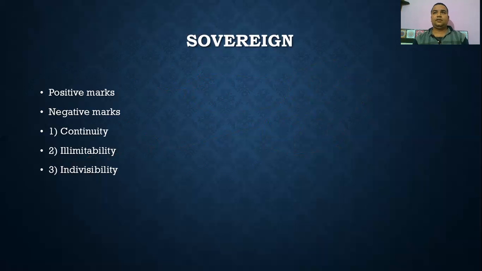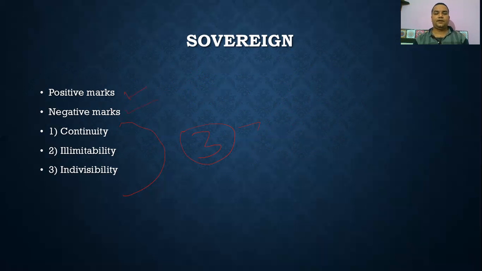Coming to the sovereignty. Sovereignty has two marks, positive as well as negative marks. And there are three essential requisites of the sovereignty: continuity, illimitability, and indivisibility. What is the positive and what is the negative mark?